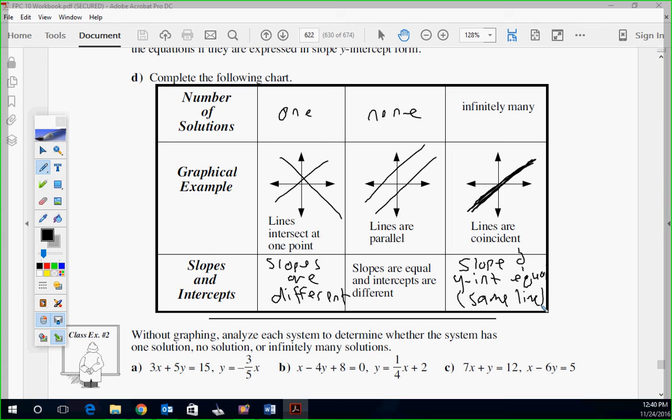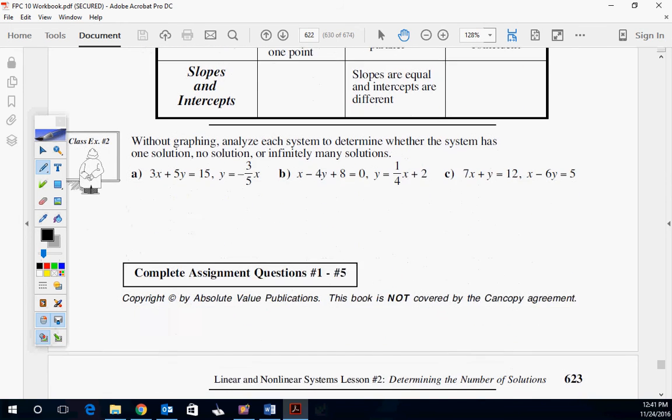Go ahead and try A, B, and C here and see which one it is of the 3 options we just learned. Is it infinite? Is it none? Is it 1? Okay, try those 3 here. I'll pause it for a couple seconds, then we've got one more example.